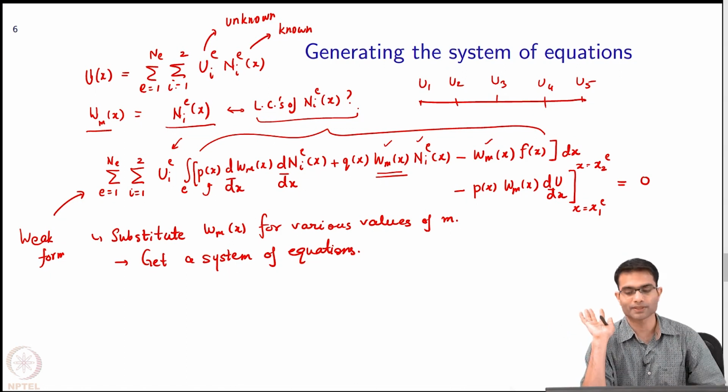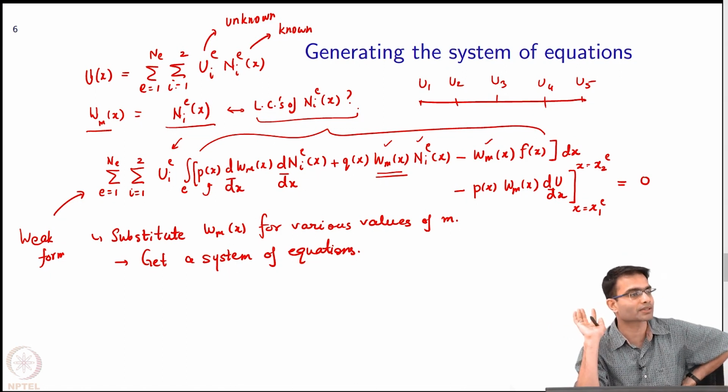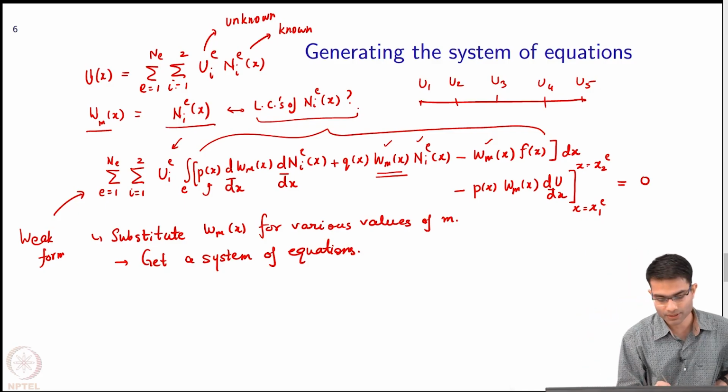Now looking at this equation, we should be able to understand one very key property of FEM. Why do I get a sparse system of equations? Can you tell me why is it sparse?